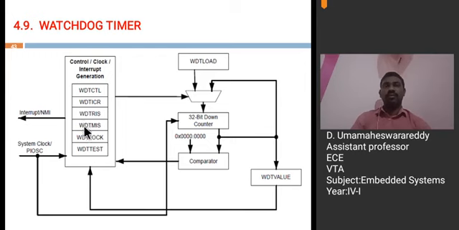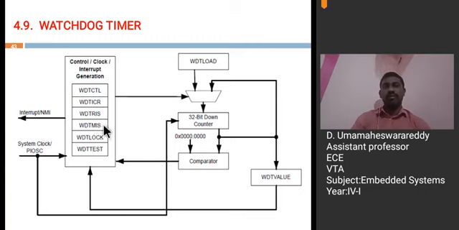Next, WDT MIS, watchdog timer masked interrupt status. This register is used to monitor the masked interrupt events. And actually the value of this register is a logical AND operation of the raw interrupt bit and the watchdog timer interrupt enable bit. Understand? This watchdog timer masked interrupt status register is used to monitor the masked interrupt events.